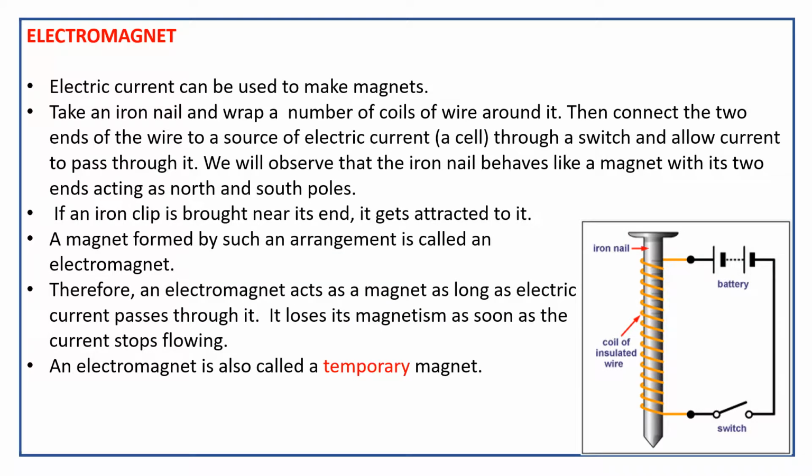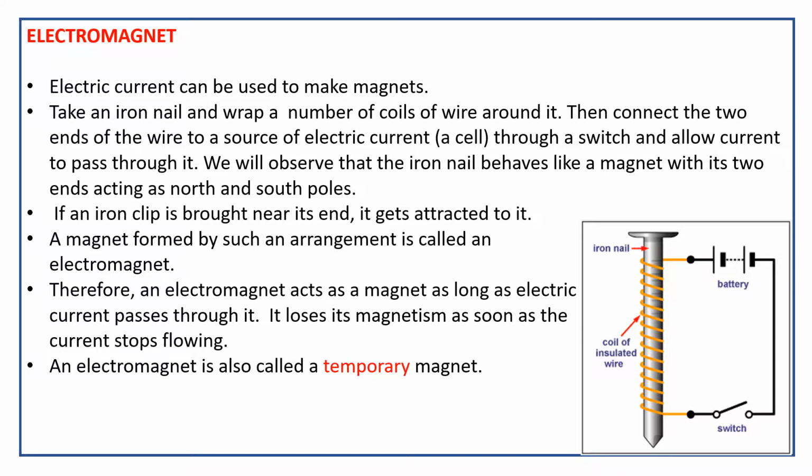What is an electromagnet? Now, electric current can be used to make magnets. Take an iron nail and wrap a number of coils of wire around it. Then connect the two ends of the wire to a source of electric current, a cell or a battery, through a switch and allow the current to pass through it. We will observe that the iron nail behaves like a magnet with its two ends acting as north and south poles. If an iron clip is brought near its end, it gets attracted to it.